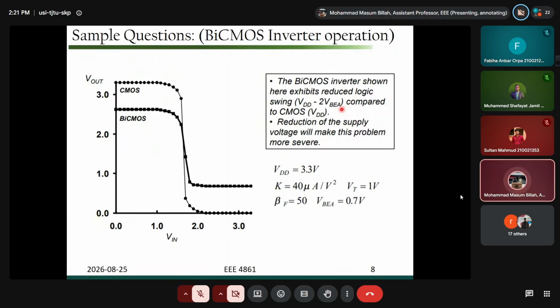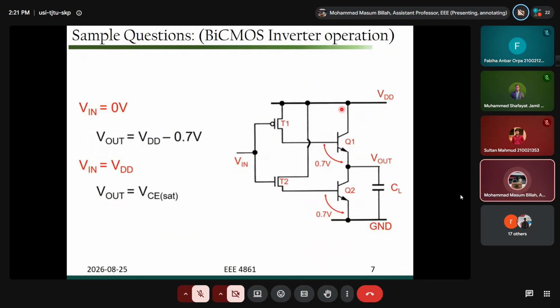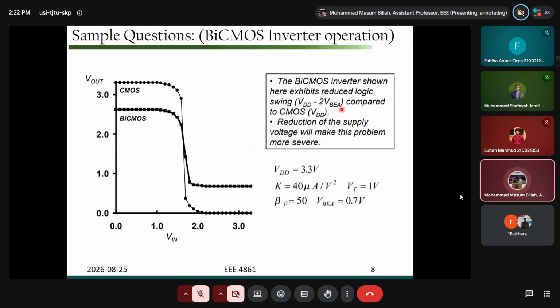So why is the BiCMOS voltage swing smaller as compared to the CMOS voltage swing? I spent some time to explain this one as well. So here is the answer. The output is not exactly VDD; rather, you have a 0.7 volt drop across the Q1 transistor, or maybe the Q2 transistor. So this kind of example you should definitely study for your final exam.